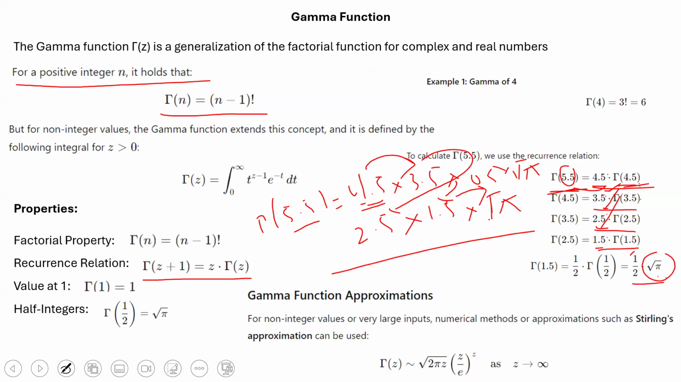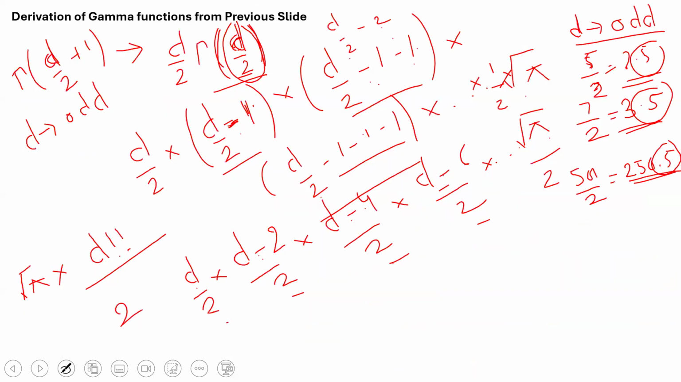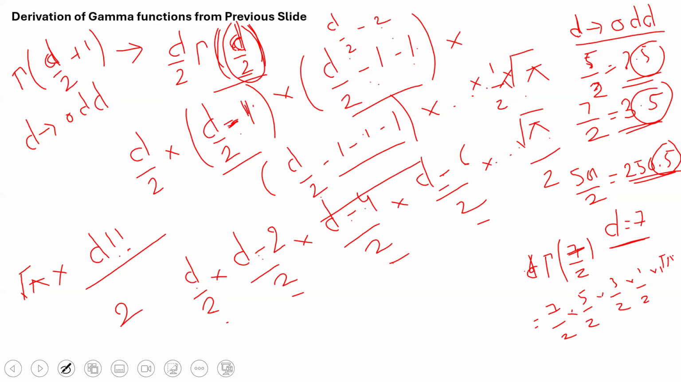How to show this to you? Let's take a simple example, right? So that will actually solve your problem. Let's take D is 7. I'm taking D as 7, which is an odd value, and I'm trying to calculate the gamma of 7 by 2. So what does that become? It becomes 7 by 2 into 5 by 2 into 3 by 2 into 1 by 2 into root pi, right?